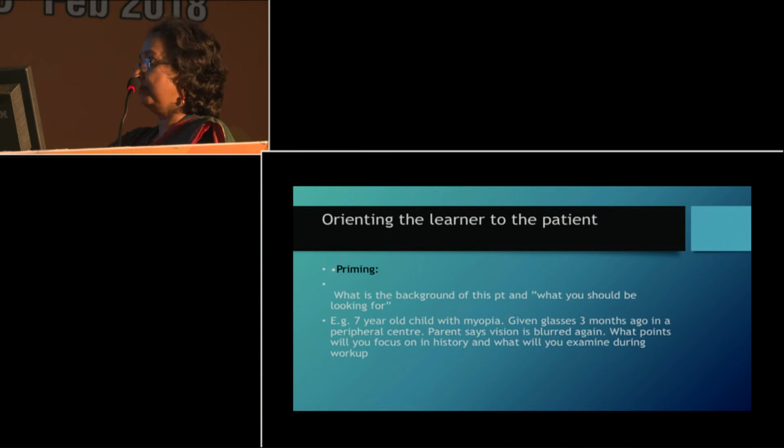Also tell me when the patient is sitting at the slit lamp, what are you going to look for? I will rule out keratoconus, I will do a streak to see if there is scissoring. I want these answers even before the patient comes in. So this is called priming.